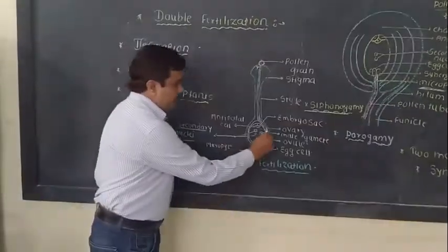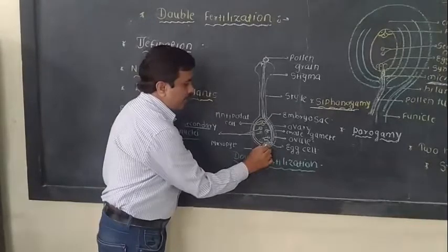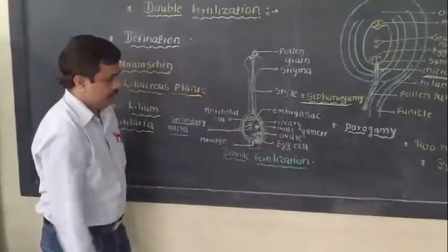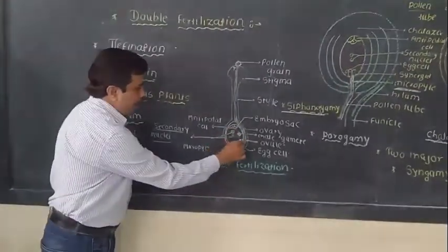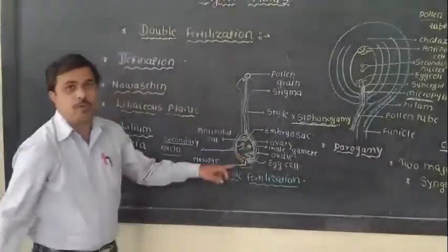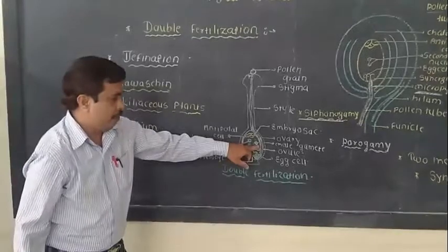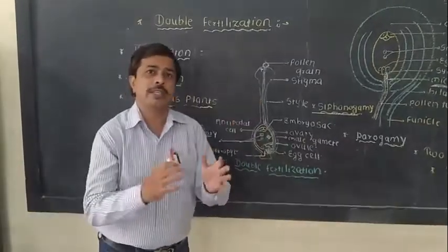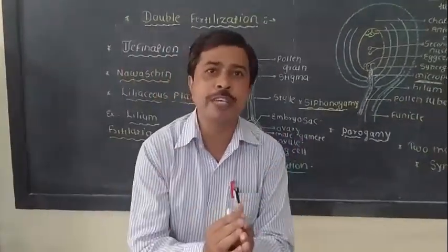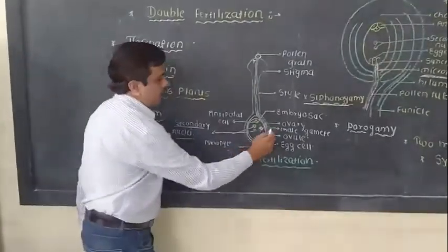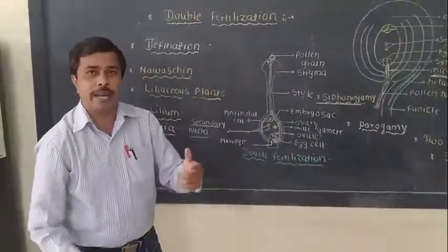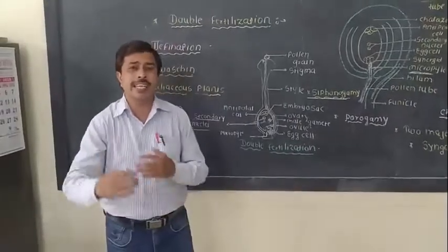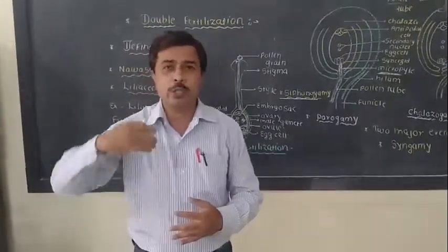Now what happens is that the pollen tube enters through the synergids, and then the two male gametes are released. Out of these two male gametes, one fuses with the egg cell to form the zygote. The male gamete is haploid, the female gamete, that is the egg cell, is haploid, and both fuse with each other to form the diploid zygote. The zygote then develops into the embryo, and the embryo further develops into the new plant.